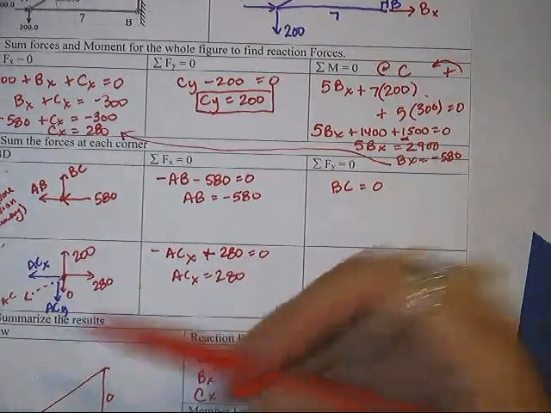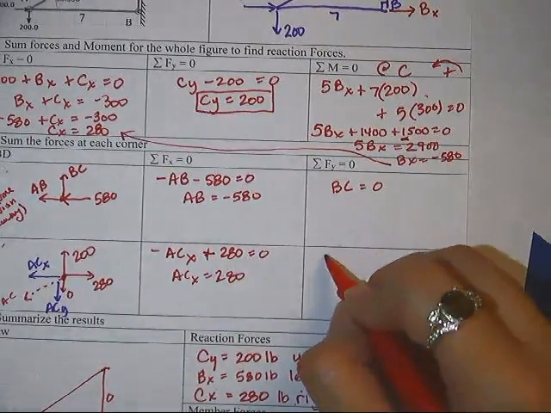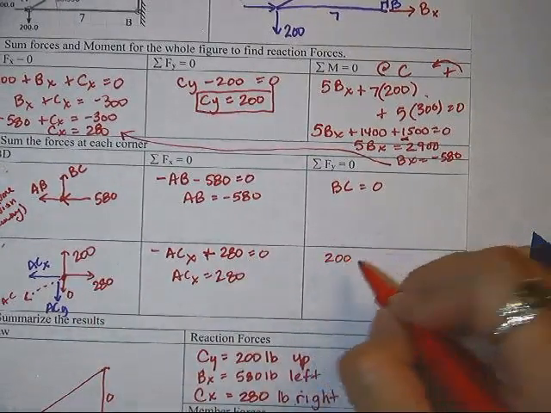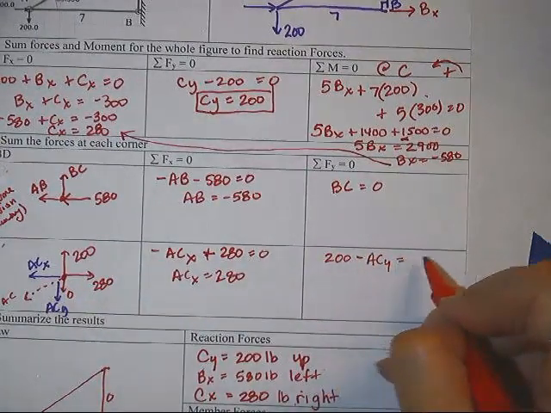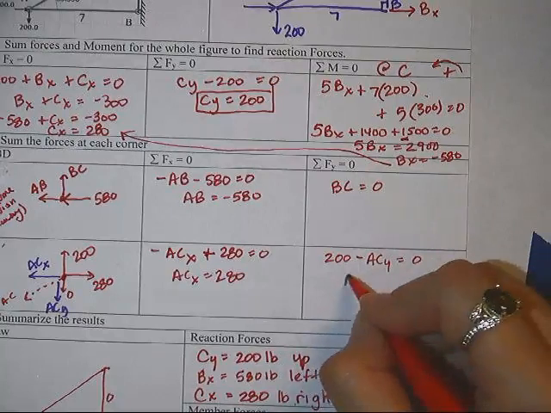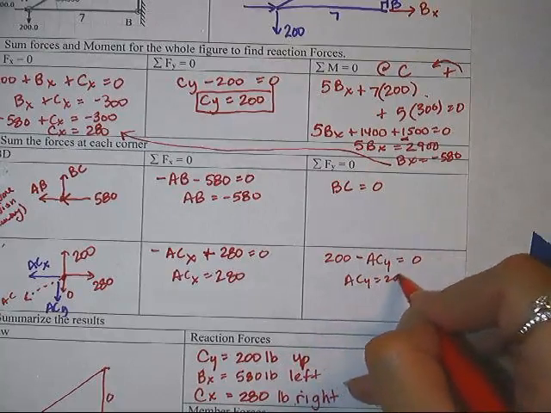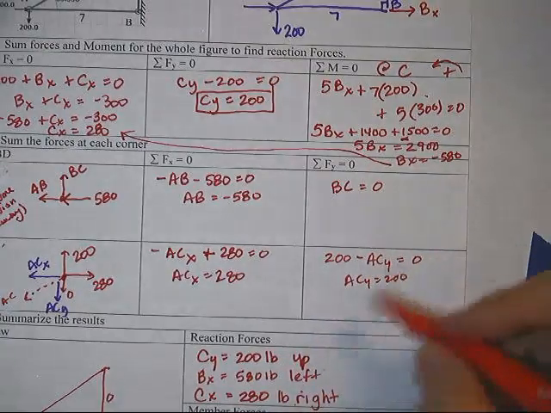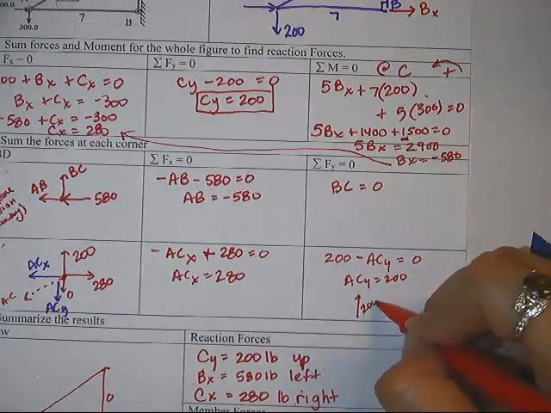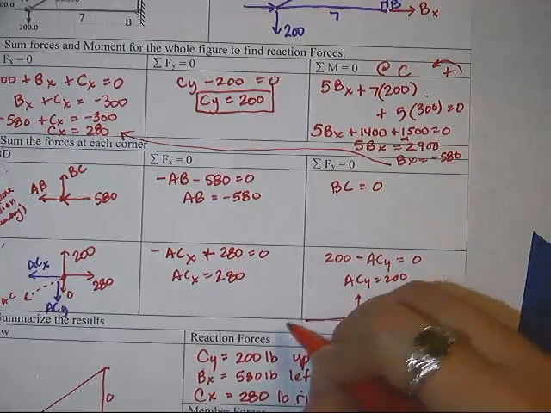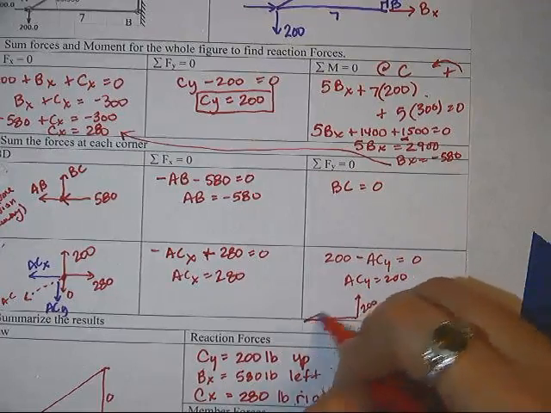And in the y direction, I have 200 going in the positive direction, and I have ACY going in the negative direction. So solve that. ACY equals 200. So now I have ACY is 200, and ACX is 280.